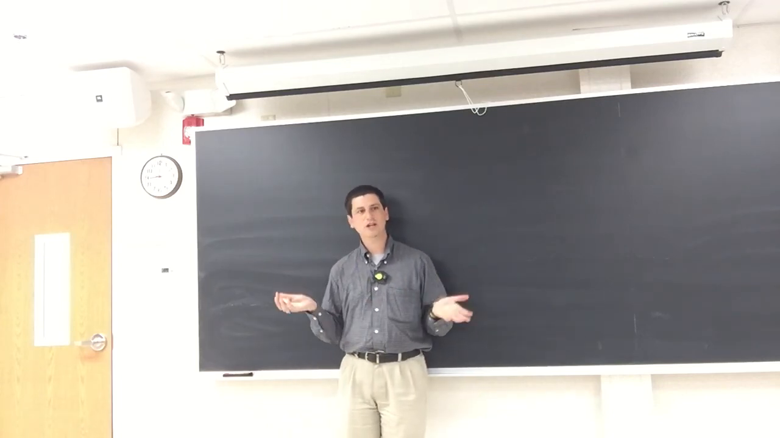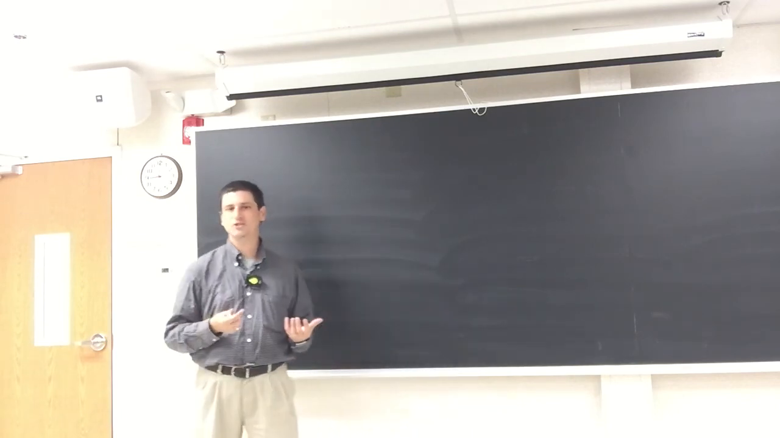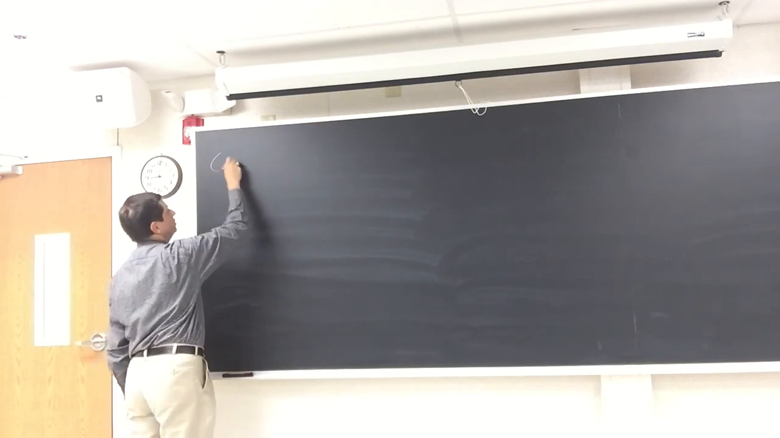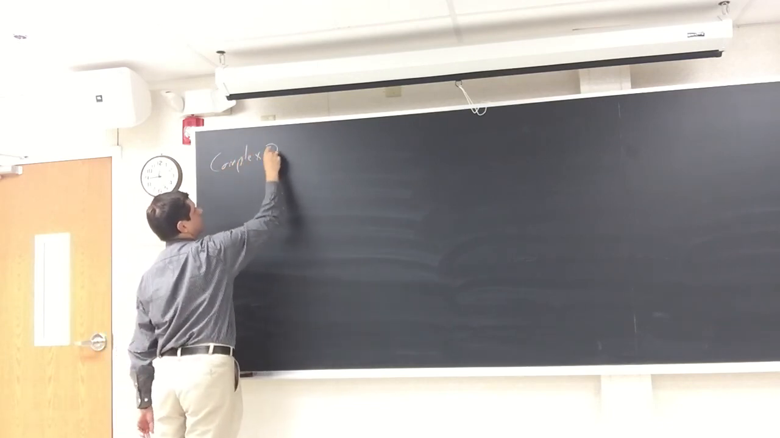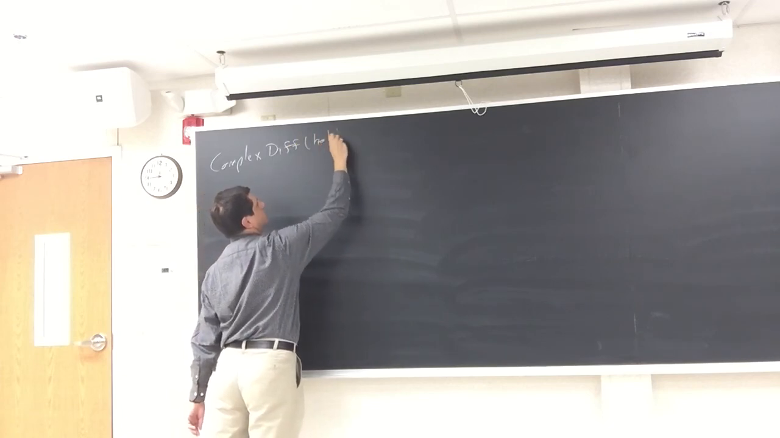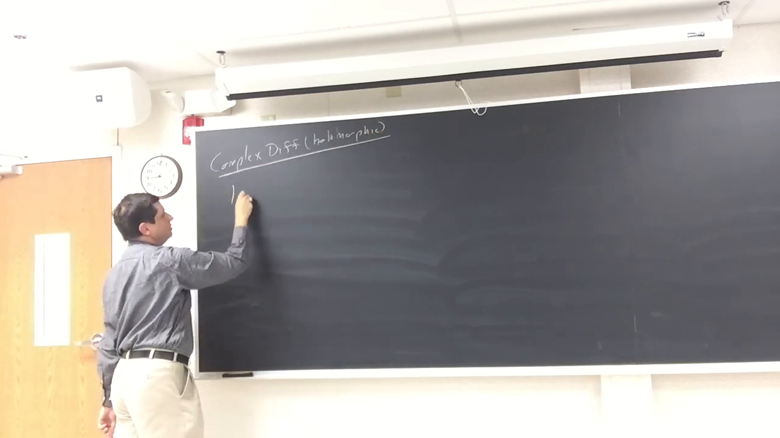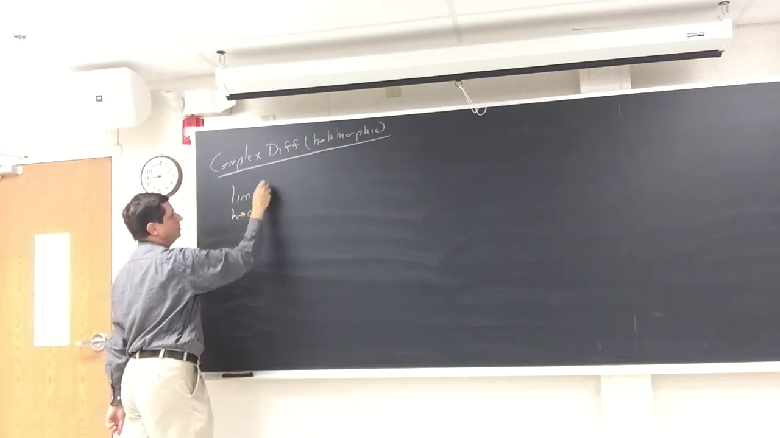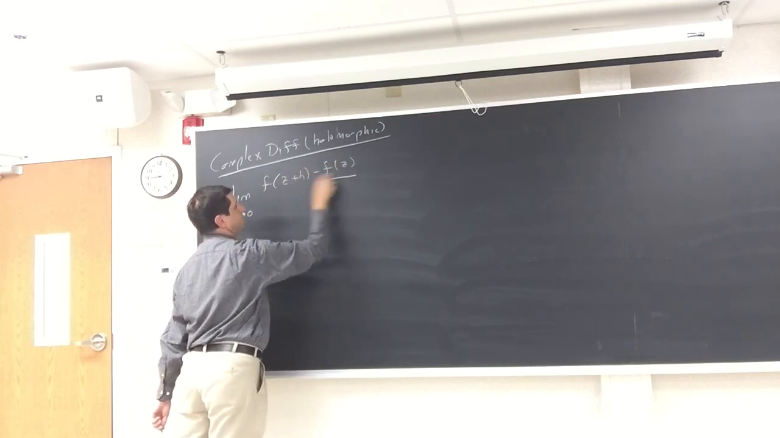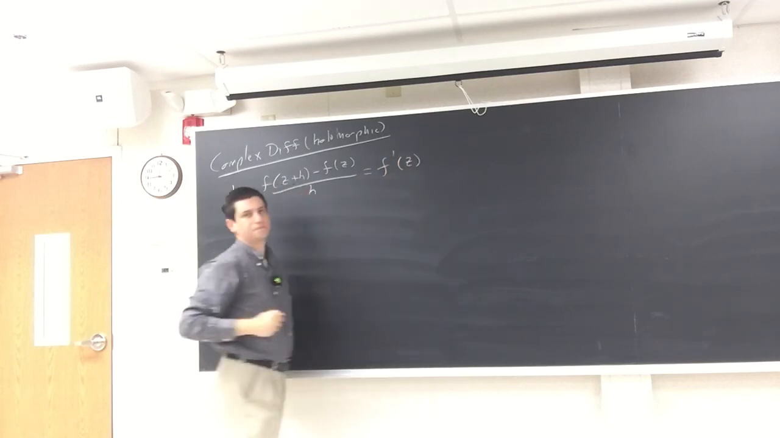All right, so we talked about a complex number x plus iy. We know how to graph them. We know the complex conjugate is x minus iy. We have our definition of complex differentiability. So complex differentiable, often called holomorphic. And this means that the limit as h goes to 0 of f of z plus h minus f of z over h exists, and we'll denote it as f prime of z.